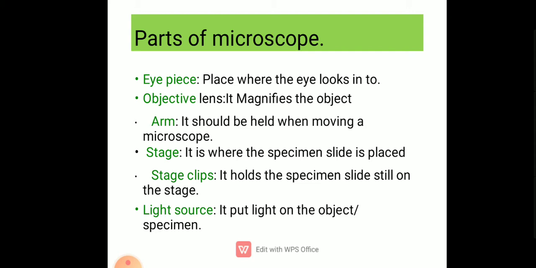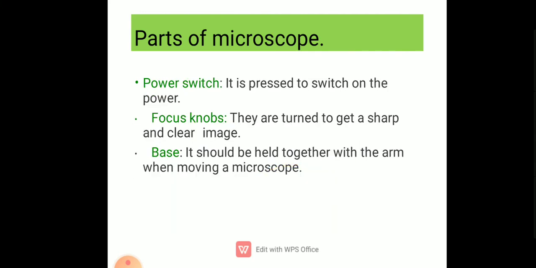Next is the light source. It puts light on the object, on the specimen. The next part is the power switch, which is pressed to switch on the power. Then the focus knobs, they are turned, meaning rotated, to get a sharp and clear image of the specimen that you are observing under the microscope. Last is the base. The base should be held together with the arm when moving a microscope. Base and arm both provide support to the microscope.